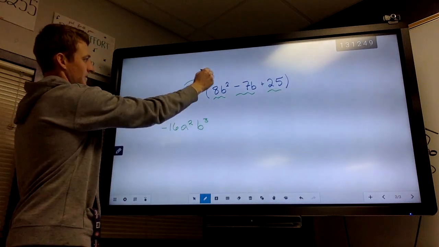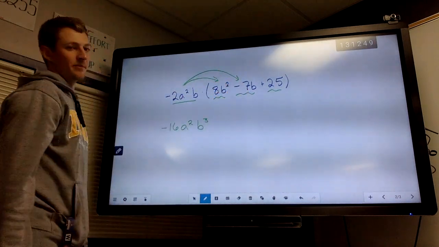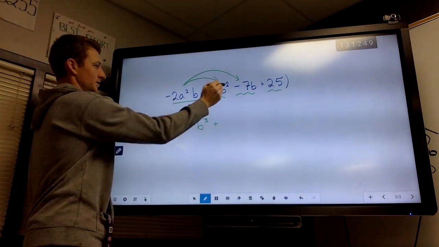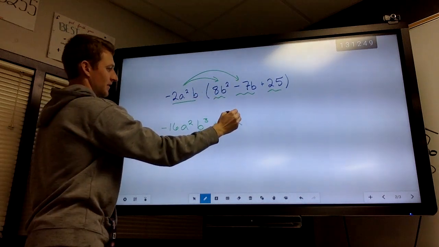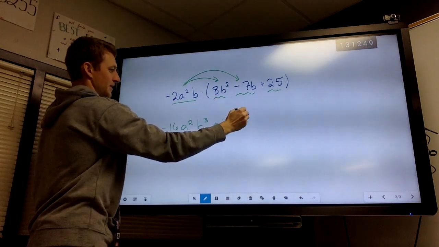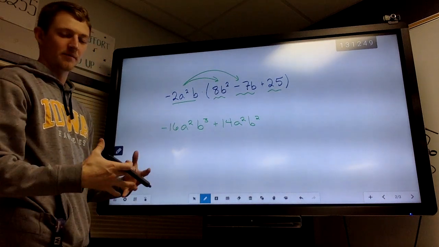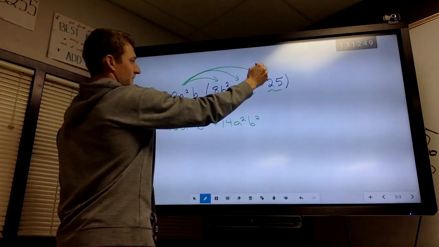Okay? So we've multiplied in here. Now we're multiplying to negative 7b. Well, a negative times a negative is a positive. 2 times 7 is 14. We have a squared. And b times b is b squared. Okay, so we're just kind of combining those like terms, multiplying. So we're adding the exponents.